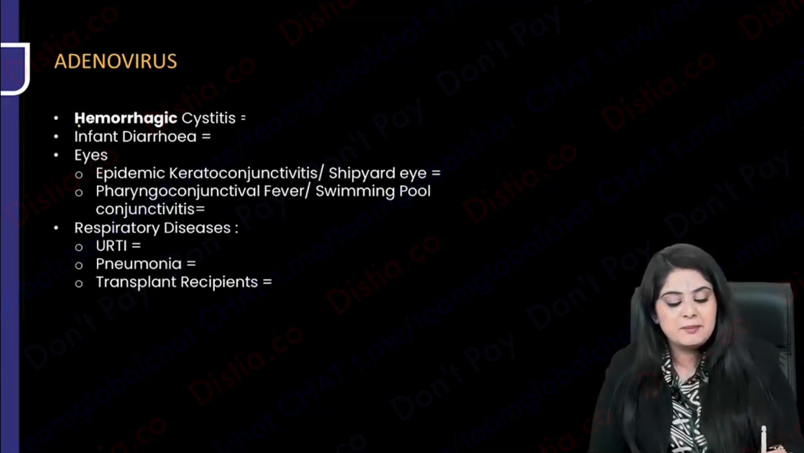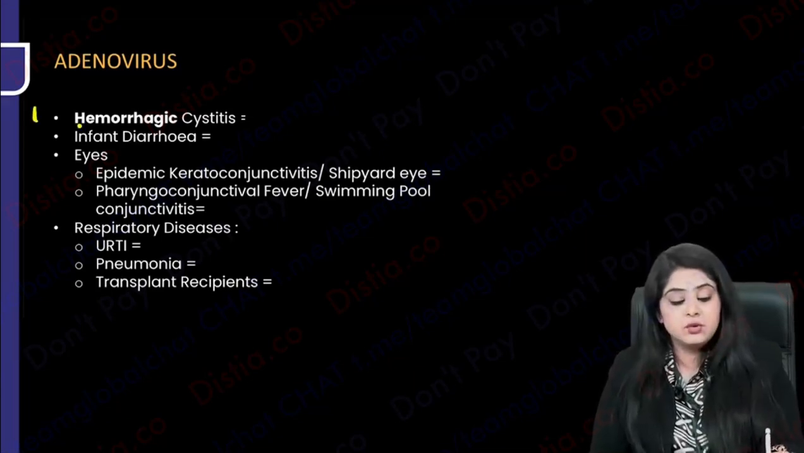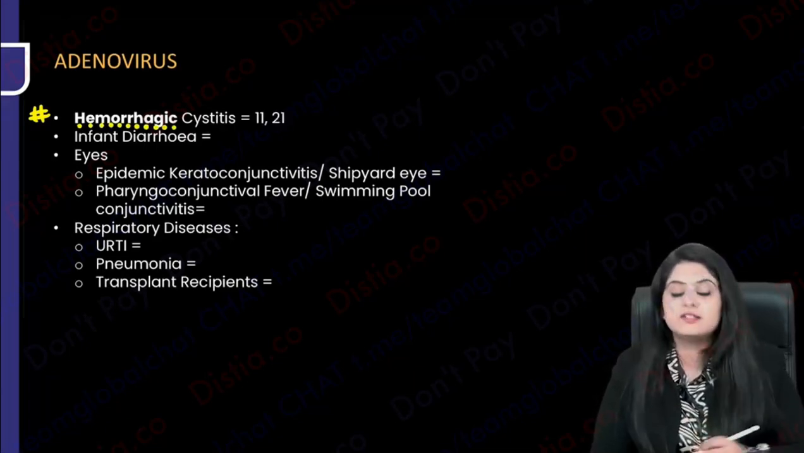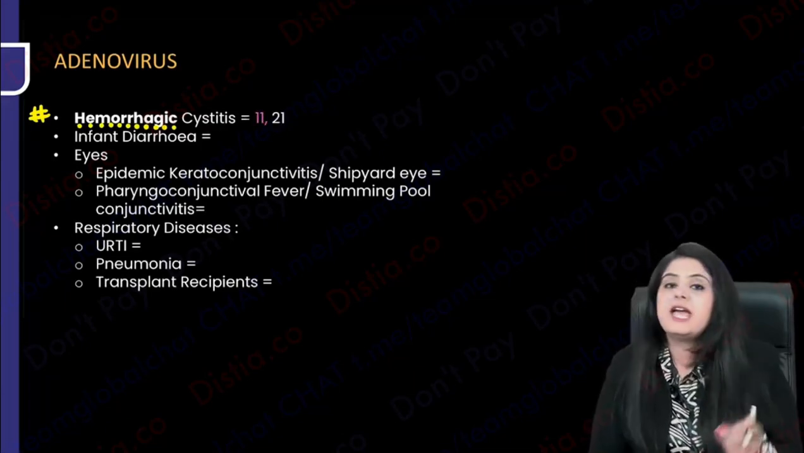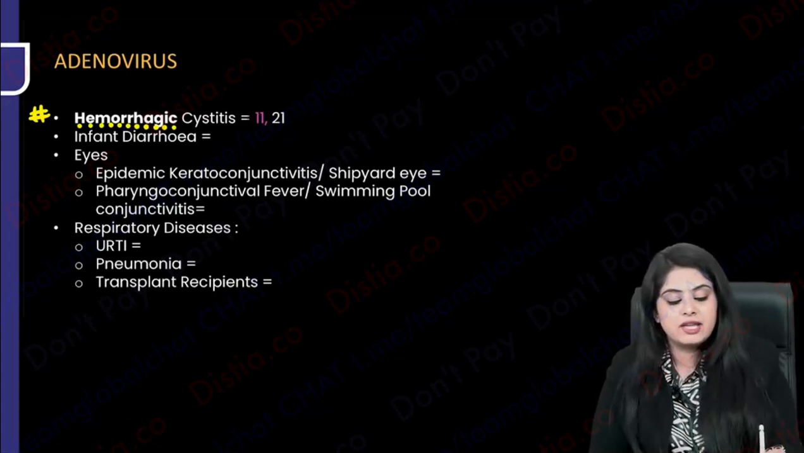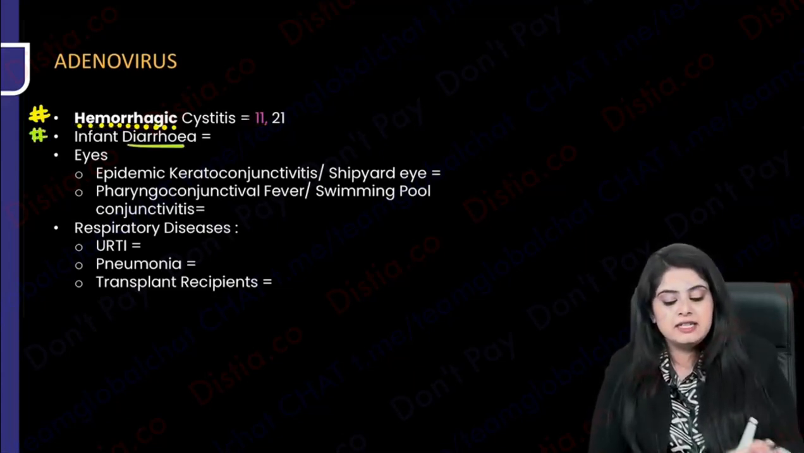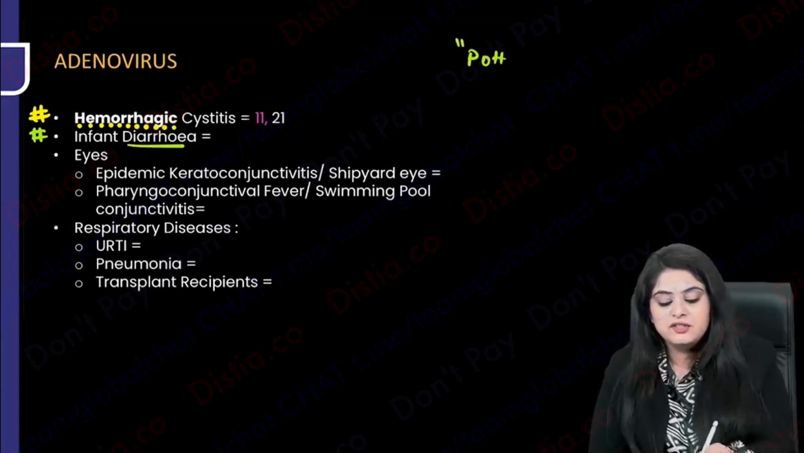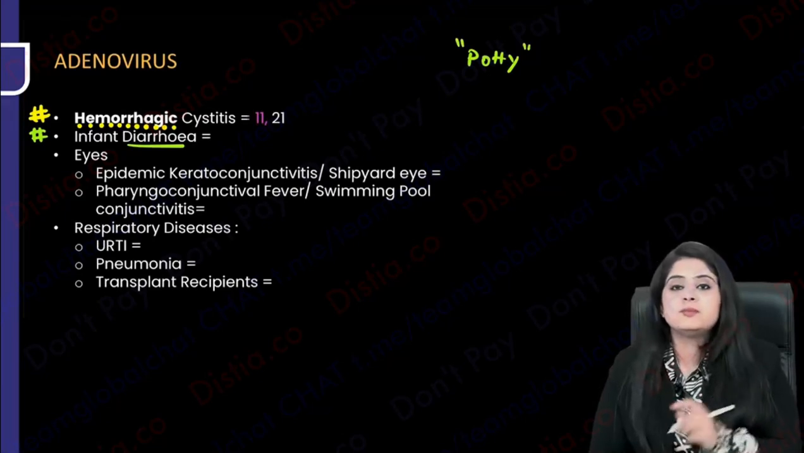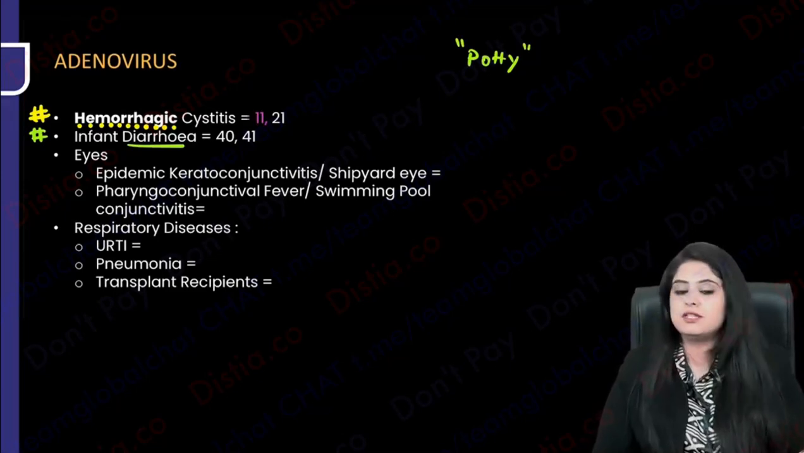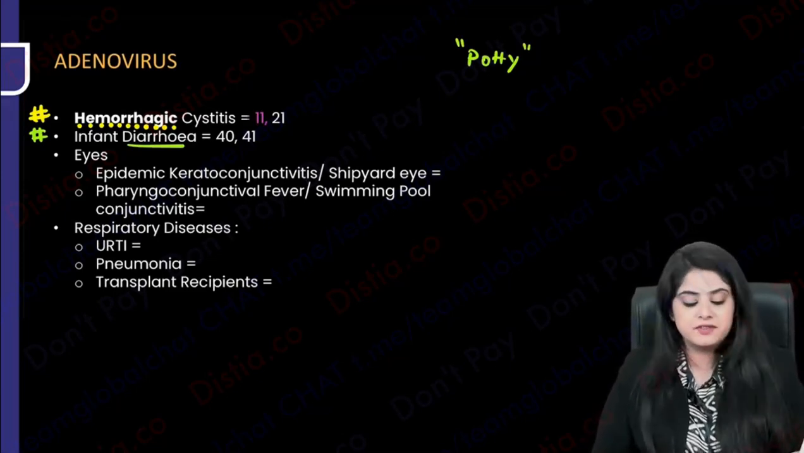Look at this. When I say hemorrhagic cystitis, this goes in the urinary bladder. So hemorrhagic, 1, 2, 3, 4, 5, 6, 7, 8, 9, 10, 11. Hemorrhagic has 11 alphabets, which is the strain of adenovirus that causes it commonly. 11 and 21. So the first one is memorized. Hemorrhagic is 11. Next one, infant diarrhea. Diarrhea can be, sorry for using these words, but diarrhea is known as potty. So potty reminds me of 40. So which are the strains which are going to cause infant diarrhea? 40 and 41. This is everyone's favorite. You will never ever forget it.